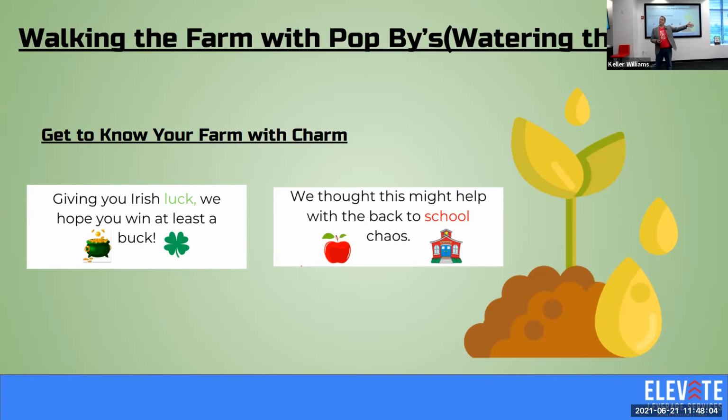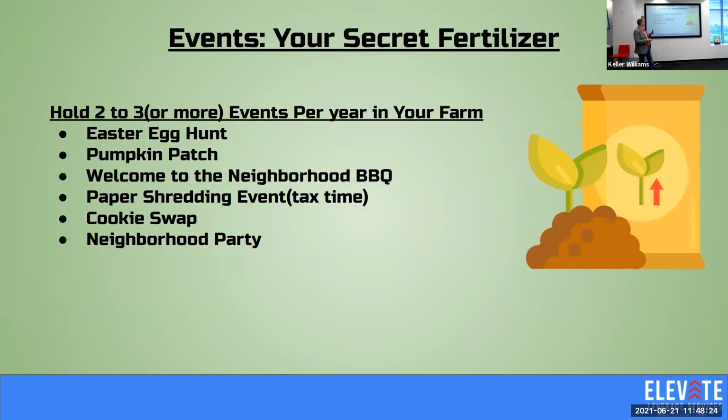And that's where, again, going back to the size of the farm, you don't want to take on too much there too. But yeah, so that's going to be your pop-bys where you are working that farm and really, again, you've got the seeds planted. Now you are watering those seeds and helping them grow. All right, next thing we're going to talk about is your secret fertilizer. And that is going to be your events. This is where you can really, again, supercharge your getting in front of so many people at once.